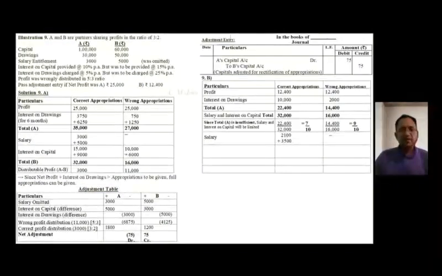Now in a similar manner, we will limit the amount of interest on capital also. A was supposed to get 15,000. But now we will give 7 by 10 of 15,000 since profit is insufficient. So 7 by 10 of 15,000 is 10,500. And for B, 9,000 into 7 by 10 comes out to 6,300.